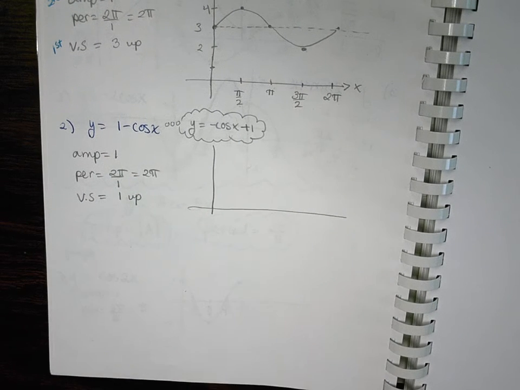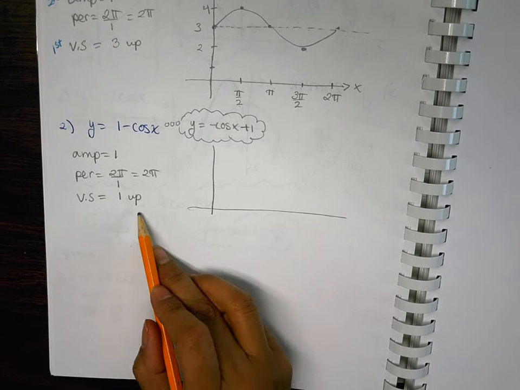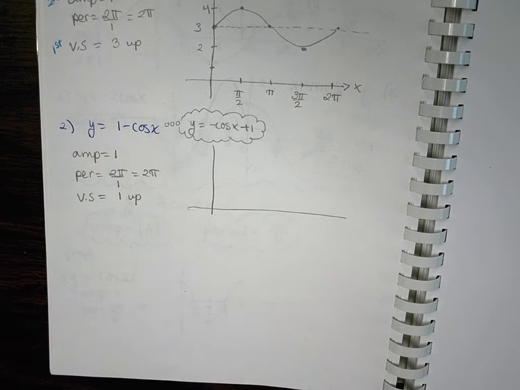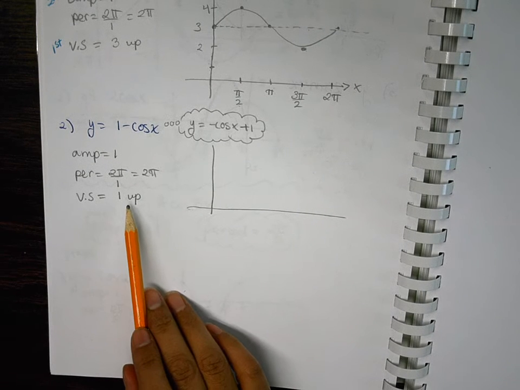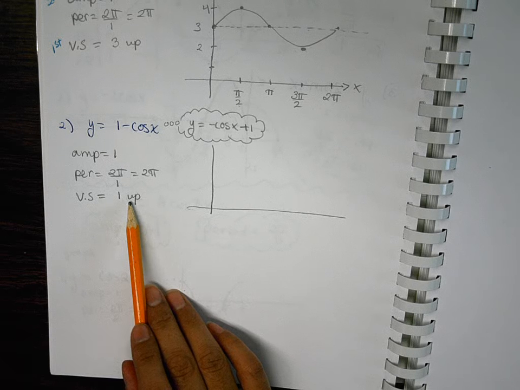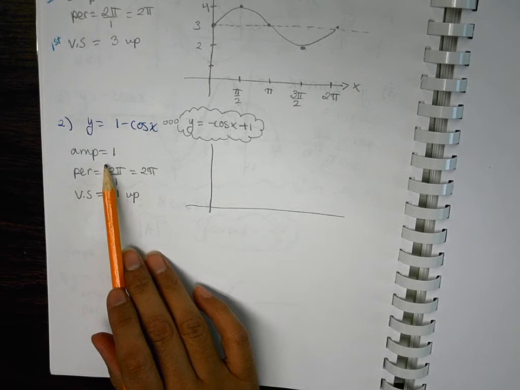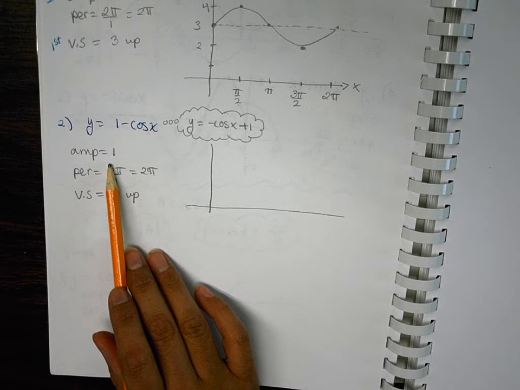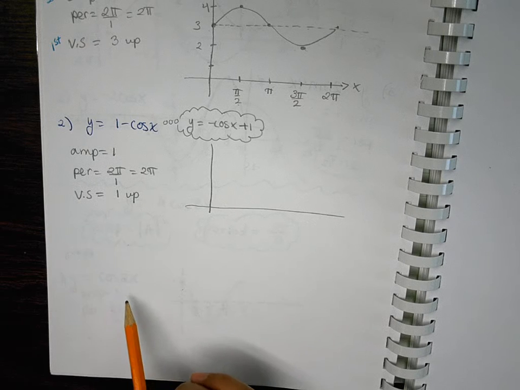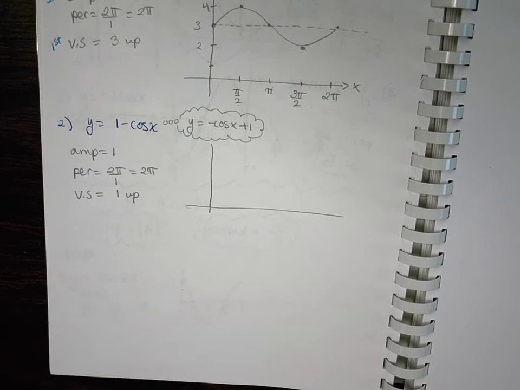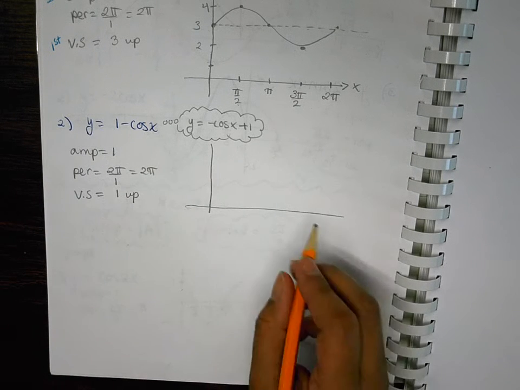Can anybody tell before we graph, if it shifts up 1 and the amp is 1, what's going to be the max and the min? Can you guys do that in your head? The question I asked is, if it's a vertical shift upward 1 and the amp is 1, what's going to be your max? 2. And what's going to be your min? 0. Can you guys see that? Okay, if you can't, we're going to graph.